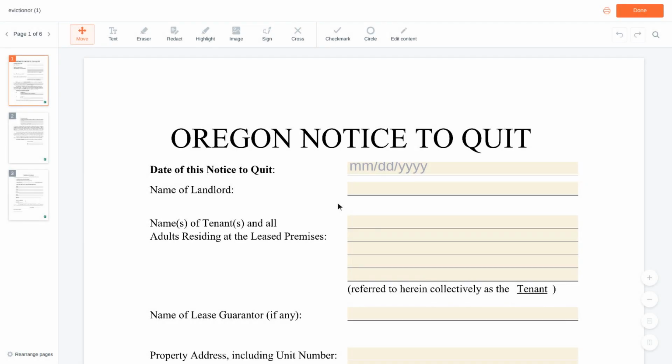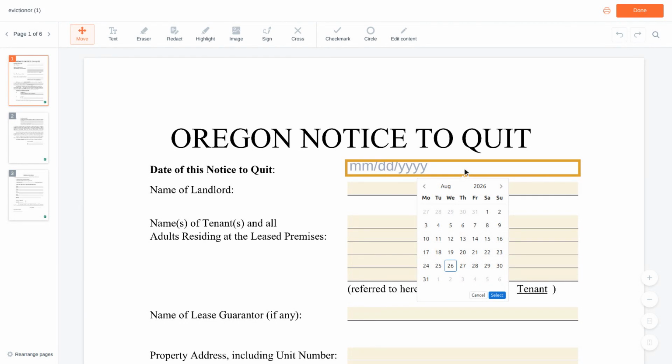Let's fill out the Oregon Eviction Notice together, the written notice a landlord serves before an eviction case can begin, and check what the state asks of it as we go. Start at the top with the date of this notice. Then the landlord's name, in our example Anna Baker, and the tenant's, here Ben Carter.